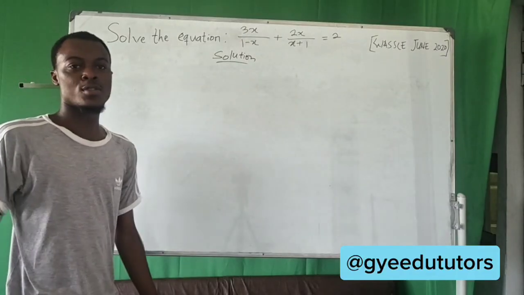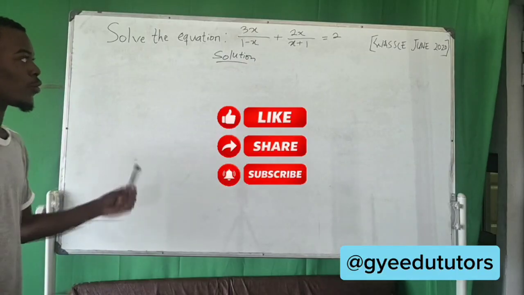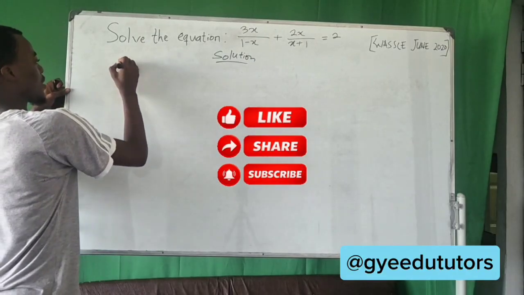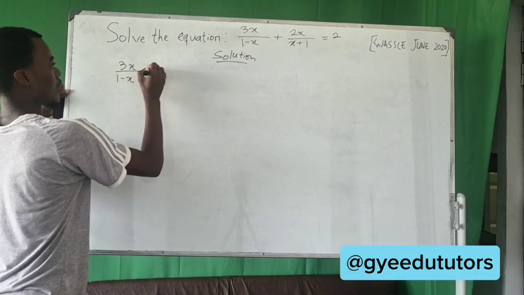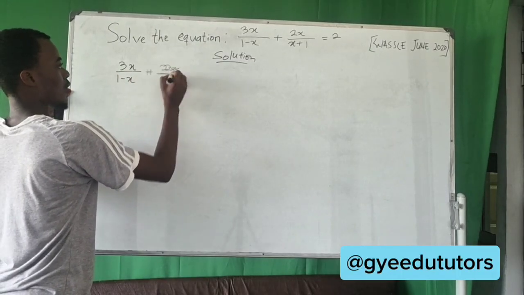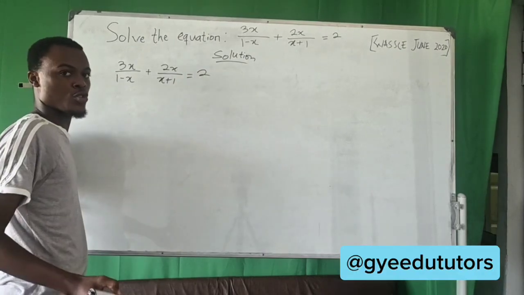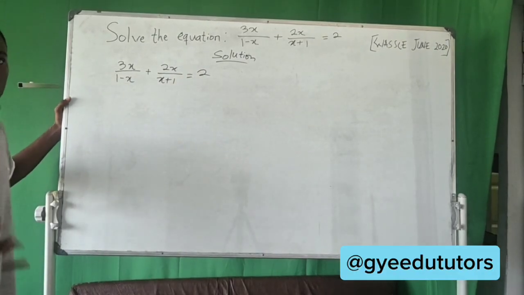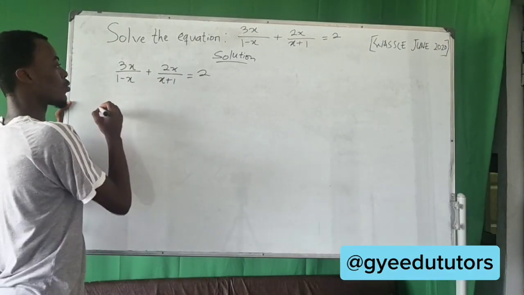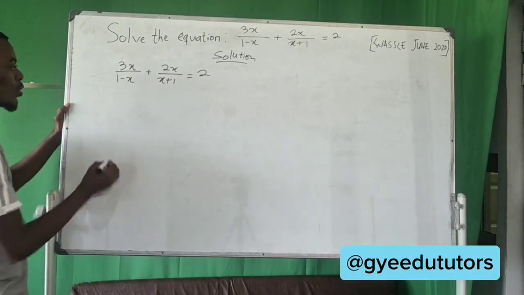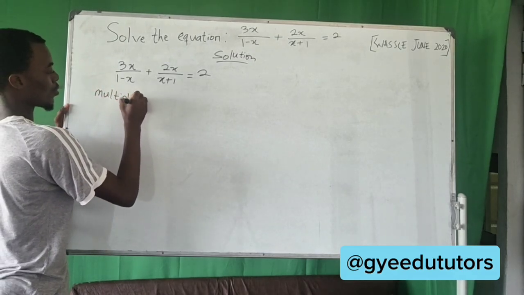So this question is about what? Quadratic functions and equations. Let's do it together. Okay, so first of all, if you are given a question like this, the first thing I have to do is to find the LCM, or the least common multiple, and multiply it. Okay. And so our least common multiple will be what? To multiply through by the least common multiple.